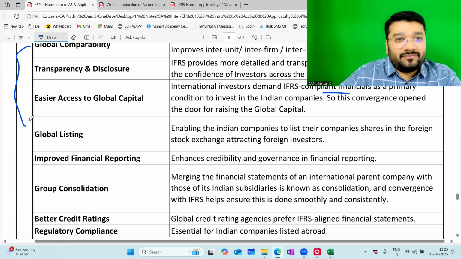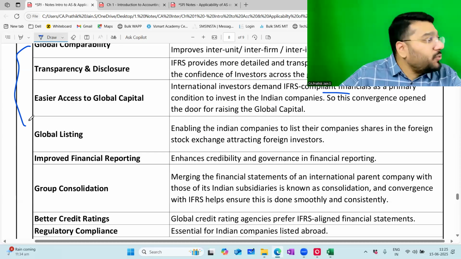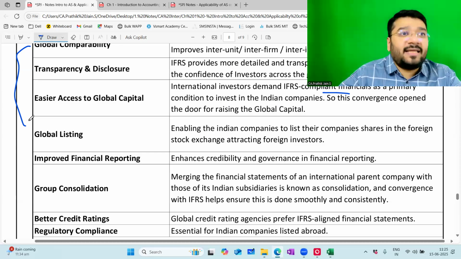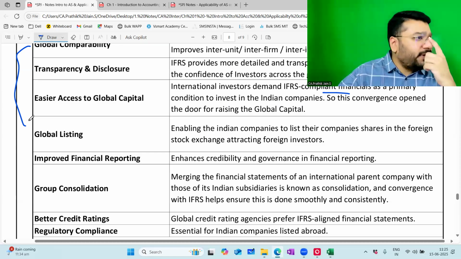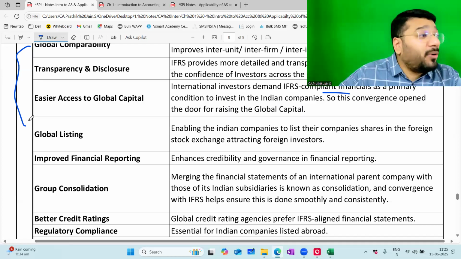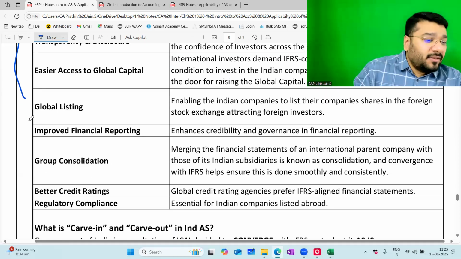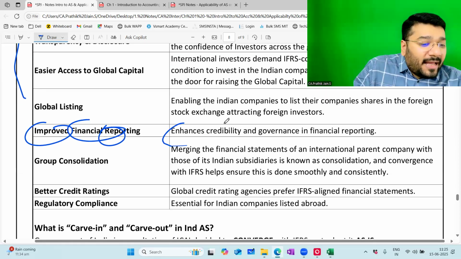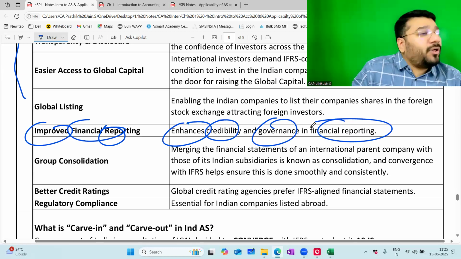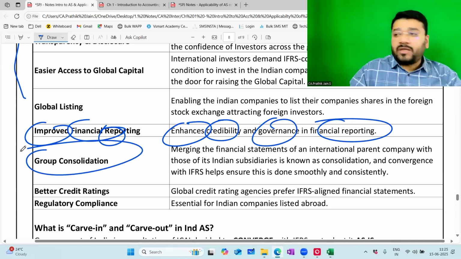Why so much effort? In other places, people don't sit and do revisions in the classes. They take class, then leave it. Separate revision batch. If at all they come, they come. But nobody in the class does multiple revisions. Anyways, improved financial reporting enhances credibility and governance in financial reporting. Group consolidation. What is consolidation?